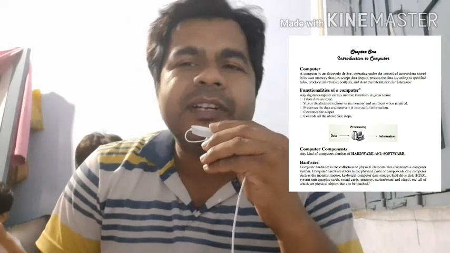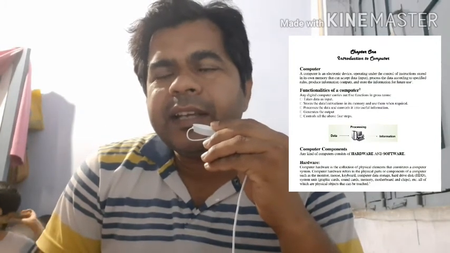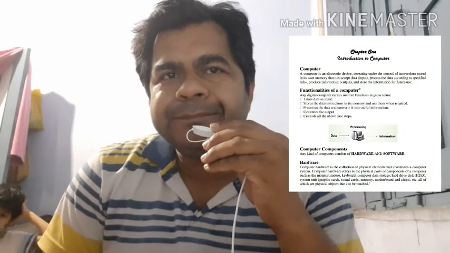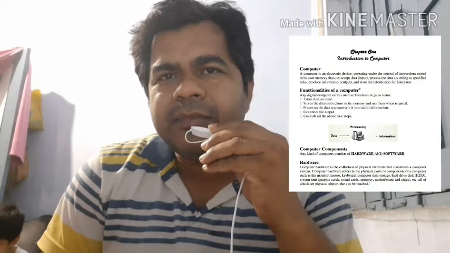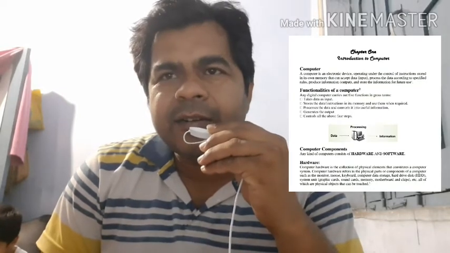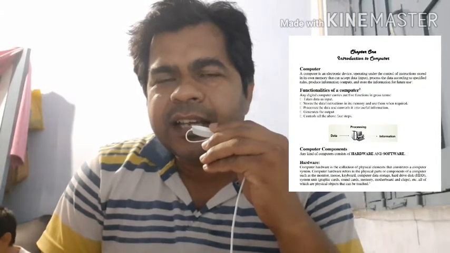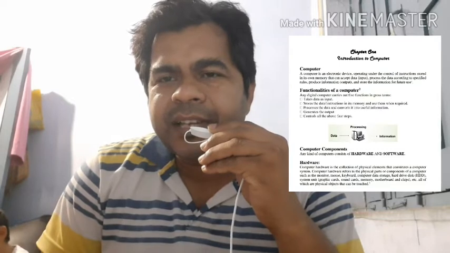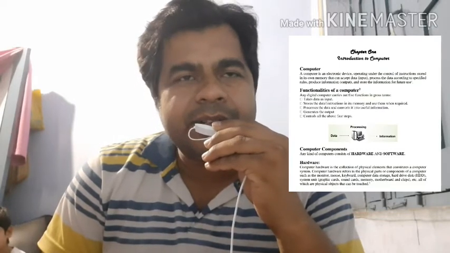Now, first of all, what is a computer? A computer is an electronic device operating under the control of instructions stored in its own memory that can accept input, process the data according to specified rules, produce information, and give us the desired result for future use. Basically, this is the definition of a computer.